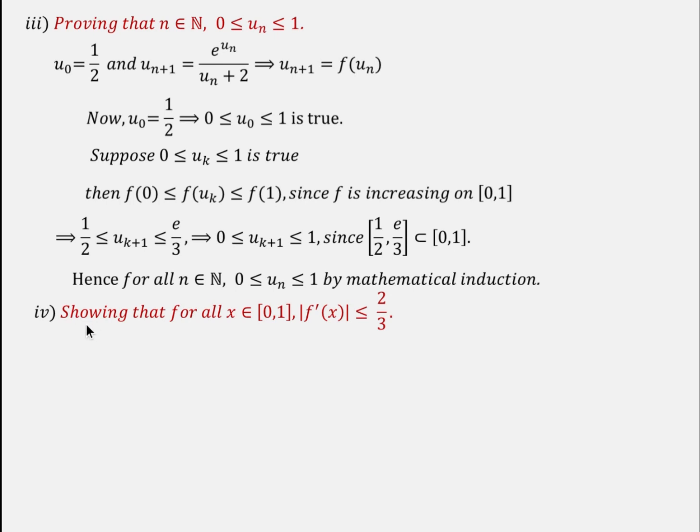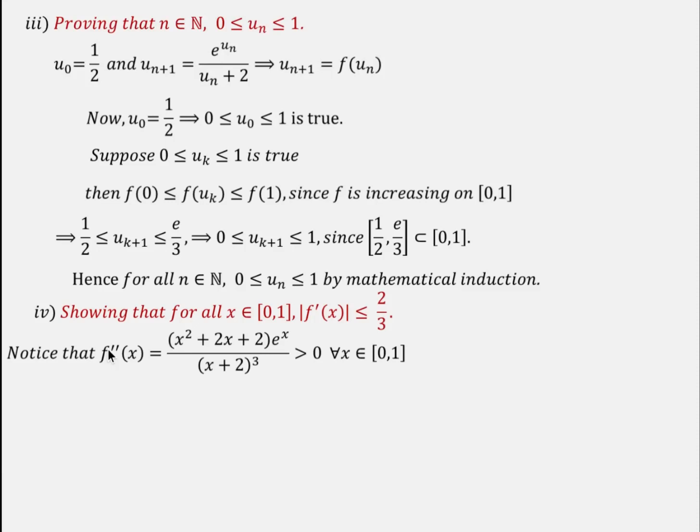In the fourth part of the question, we are asked to show that for all x belonging to the interval 0 to 1, the absolute value of f prime of x is less than or equal to 2 over 3. So to do this proof again, we have to rely on the monotonicity of f prime of x this time. We start by looking at the derivative of f prime of x in order to arrive at that monotonicity.